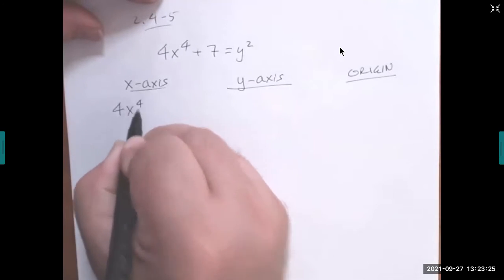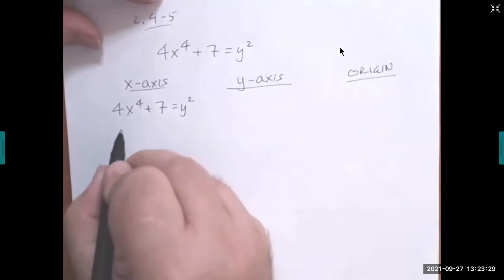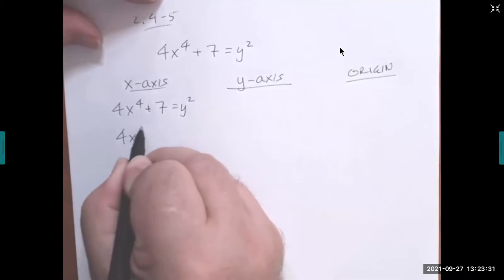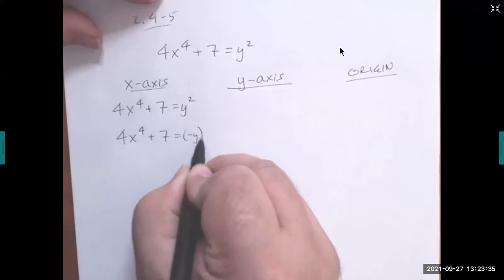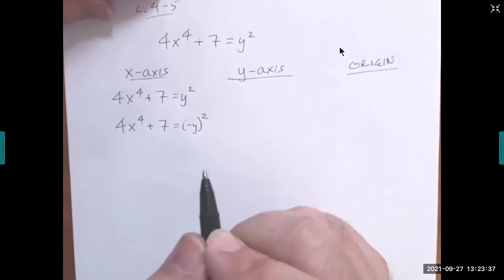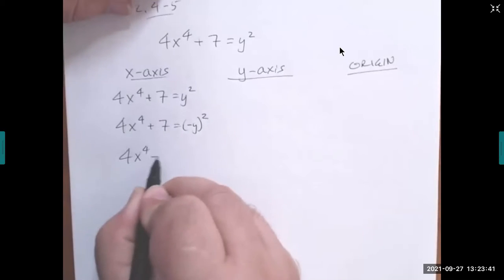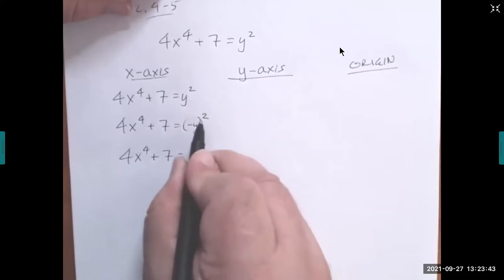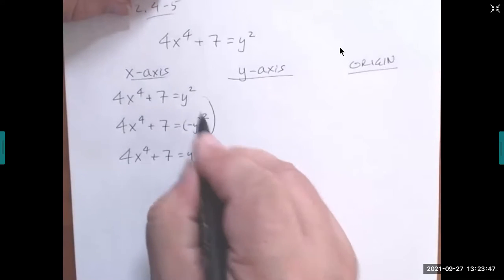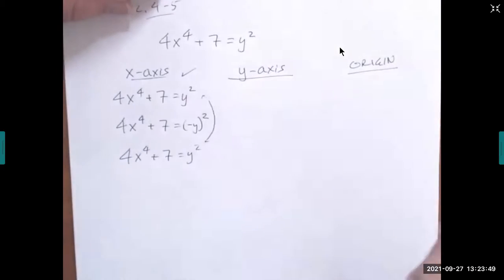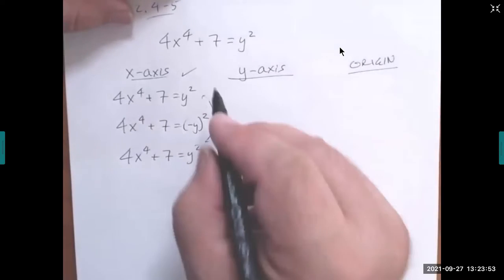So 4x to the fourth plus 7 equals y squared. So the x-axis, I change the y. See what happens here. Negative y squared is the same thing as y squared. They look the same. They're the same, so they're symmetric with the x-axis.